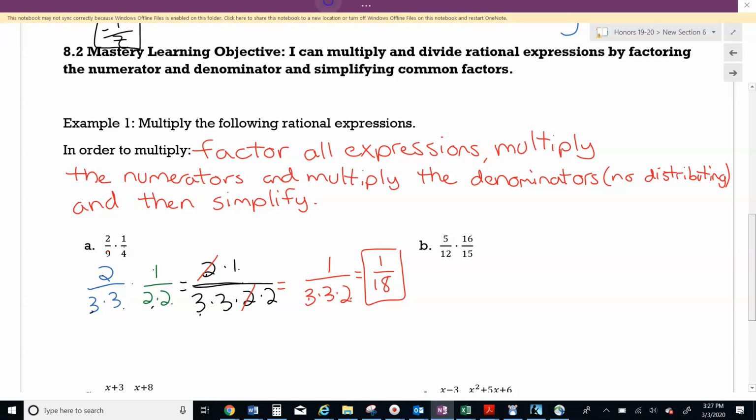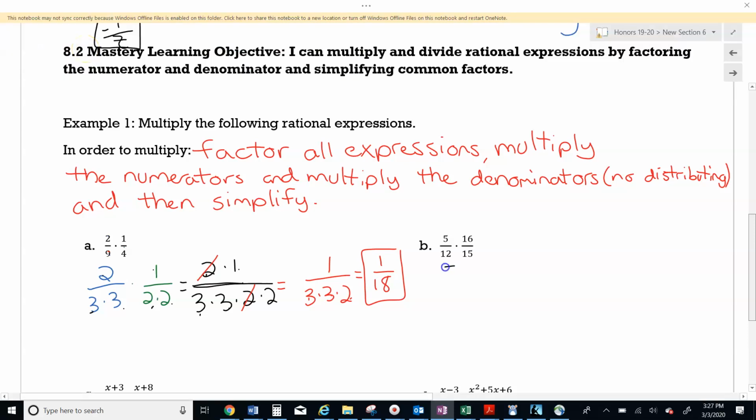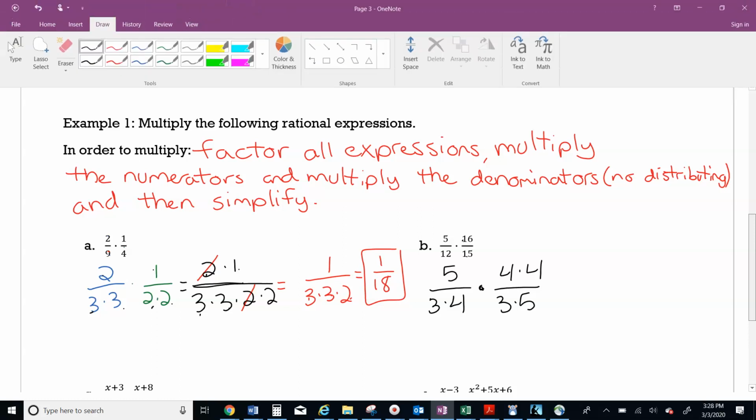Same thing with B. I'm going to do the same type of thing. 5 is just 5. 12, I think I can just break it up into 3 and 4. We'll see if I need to break that 4 into 2s, right? 16 is 4 times 4, and 15 is 3 times 5. So this type of trick that we're doing here, this is really how you multiply fractions and where all this multiplying comes from. And it makes it easier to multiply these big numbers and simplify them.